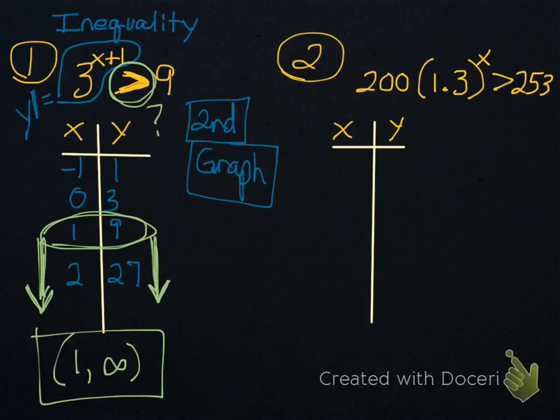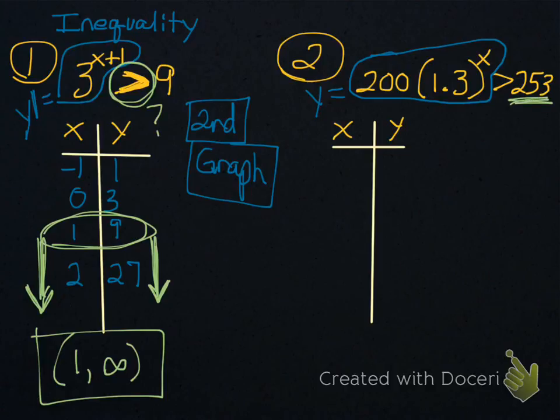Let's look at number 2. Again, I plug in the left-hand side of the equation into y equals. That way, I can find the table. We're looking for the value of what?